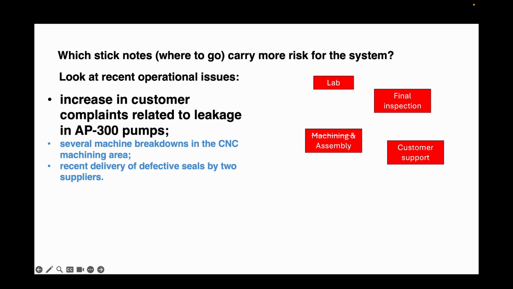If I start with a complaint about leakage in AP 300 pumps, some audit locations immediately become more important. Customer support matters because this is where the problem becomes visible. Final inspection matters because I want to know what was released. The testing lab matters because I may need to understand the test logic. And assembly matters because the defect may have been created there. So the complaint already begins to shape the route.